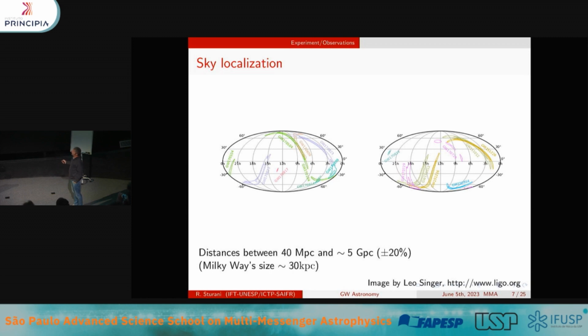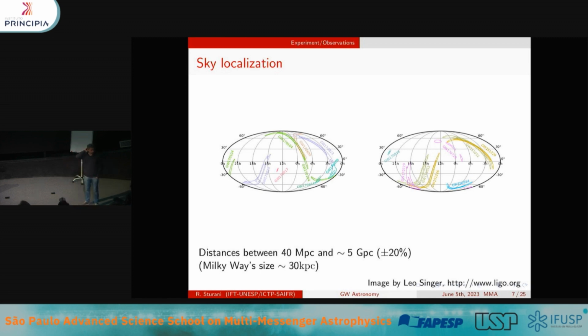Then there are a few events that have been seen by 3 detectors, including LIGO, including Virgo, and so the sky localization shrinks to a few tens of square degrees. 20 square degrees, 40, 100 square degrees, just for those lucky events. But otherwise, with 2 detectors, you are bound to have this huge sky localization.